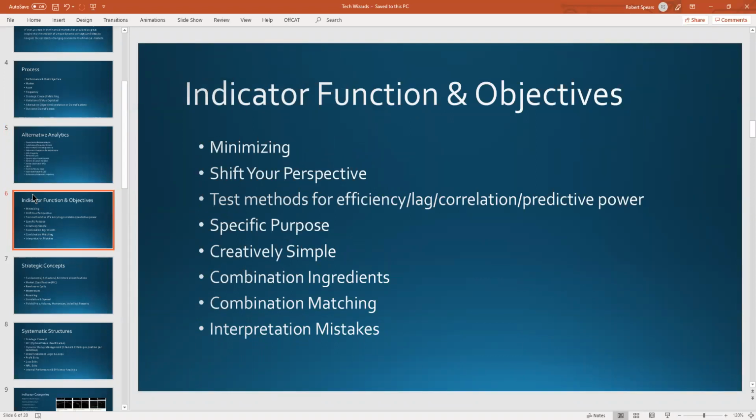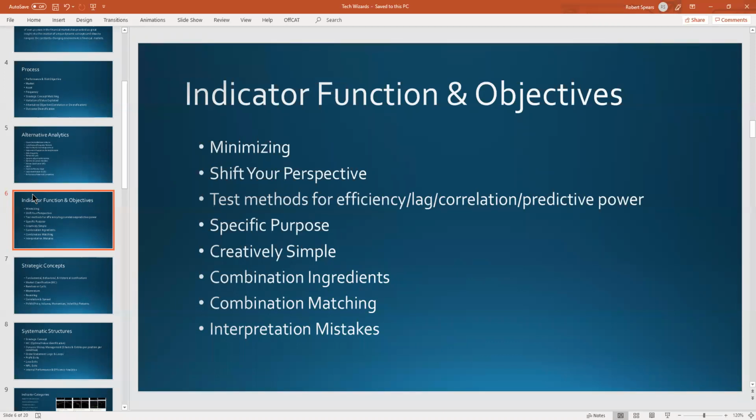So indicator function and objectives. Again, this kind of reverts back to matching indicators to a concept instead of the other way around. So you want to be creatively simple, right? If you believe in the works of John Conway and the rules of complexity, it's creative but simple and direct.